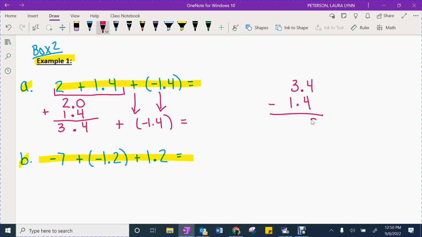4 minus 4 is 0. My decimal stays lined up. 3 minus 1 is 2. So I actually get a 2.0, which is the same thing as just 2.